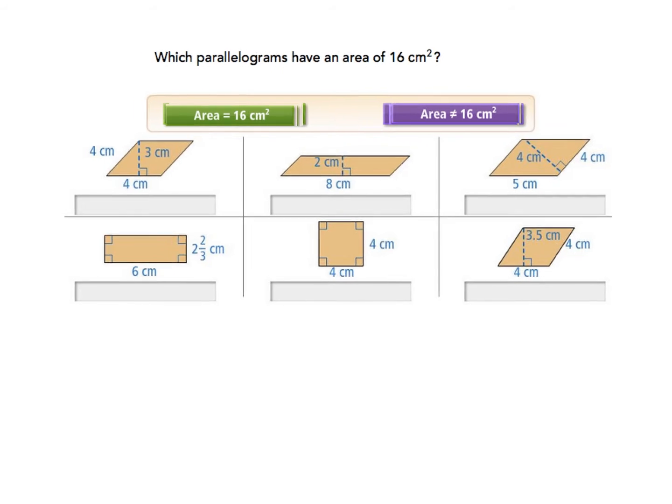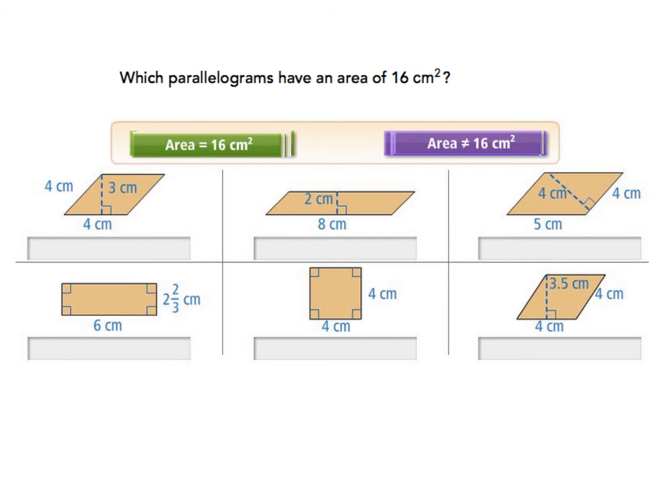All right, in your notebook off to the side real quick, I want you to label, you can do this on a separate sheet of paper, the next page, or if you've got space, 1 through 6. You're going to look at these 6 shapes, and you are going to go through and calculate: do they have an area of 16 square centimeters?